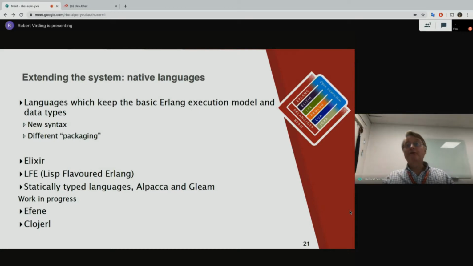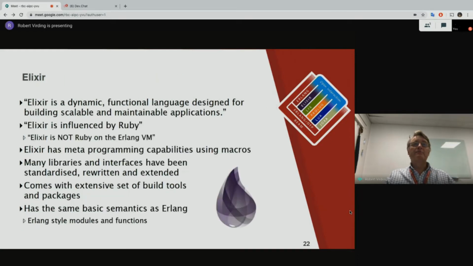So we have, well, Elixir is a very big one. I'll mention a little bit about that later. LFE, it's a Lisp. I did it. I love it. There are a number of statically typed functional languages that are being developed, and a few others as well. And I would say the biggest of the other languages, of course, is Elixir.